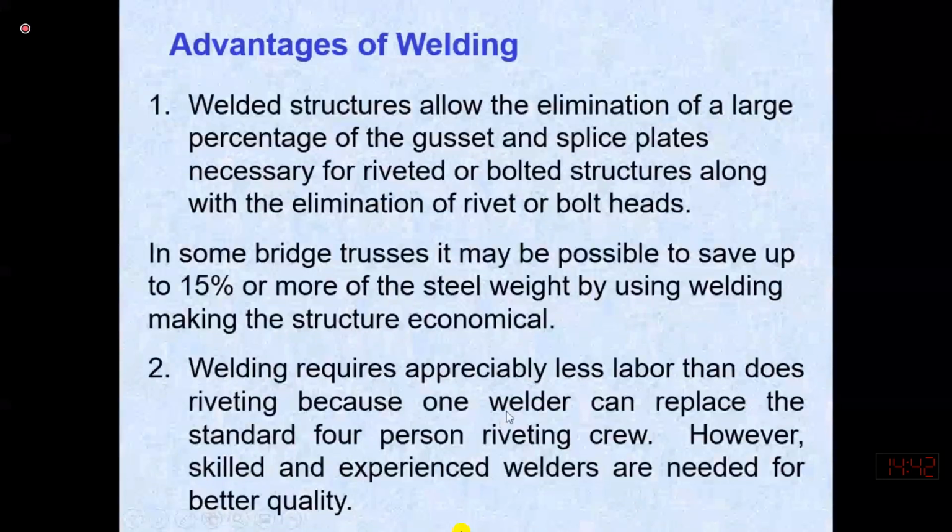Welding requires appreciably less labor than riveting because one welder can replace the standard 4-person riveting crew. In the riveting process, at least 3 to 4 persons are required as crew members, but in welding maybe only one. However, we need a properly skilled person. A welder should be properly skilled, because the weld quality is based upon the skill of the welder. If a weld is placed poorly, it may cause failure of the complete structure, because a poorly installed weld may create many problems.